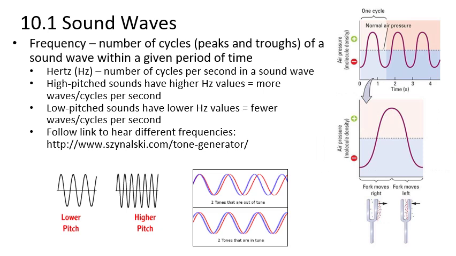Frequency is the first property of sound, and this is the number of cycles of a sound wave within a given period of time. One cycle is one peak and one trough within a sine wave. Hertz is the way that we typically express frequency, and this is the number of cycles in a second. Higher pitch sounds have higher hertz values, which means more cycles per second. Lower pitch sounds have fewer cycles per second.